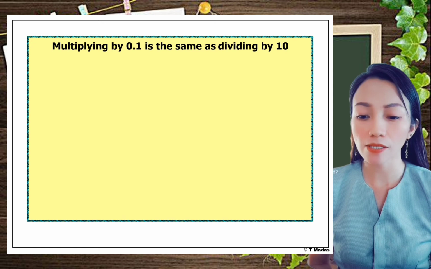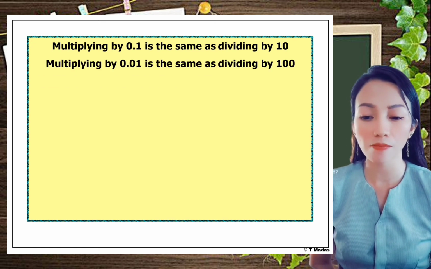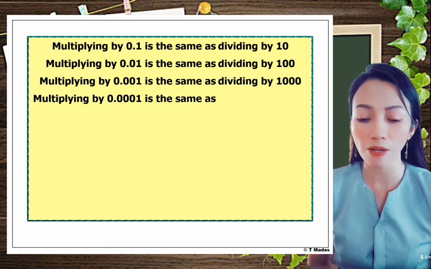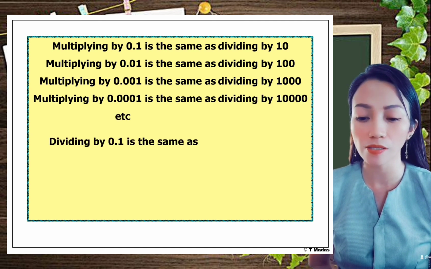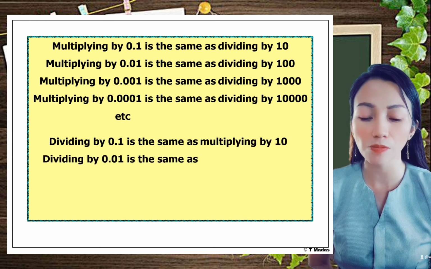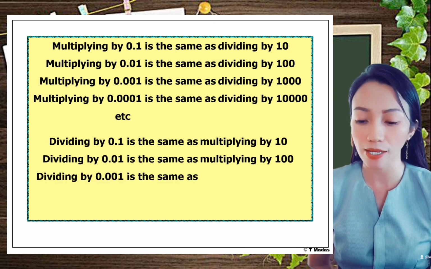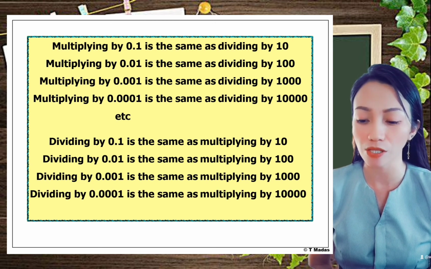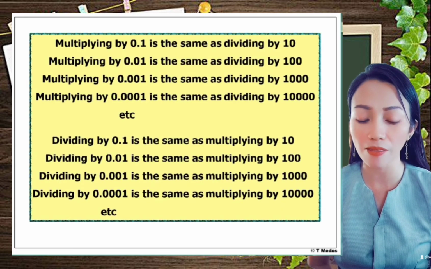Multiplying by 0.1 is the same as dividing by 10. Multiplying by 0.01 is the same as dividing by 100. Multiplying by 0.001 is the same as dividing by 1,000. Multiplying by 0.0001 is the same as dividing by 10,000. Dividing by 0.1 is the same as multiplying by 10. Dividing by 0.01 is the same as multiplying by 100. Dividing by 0.001 is the same as multiplying by 1,000. Dividing by 0.0001 is the same as multiplying by 10,000.